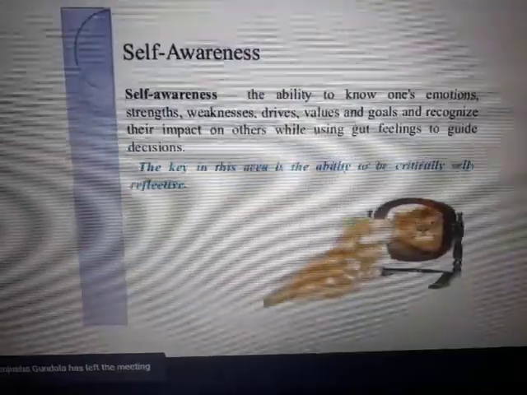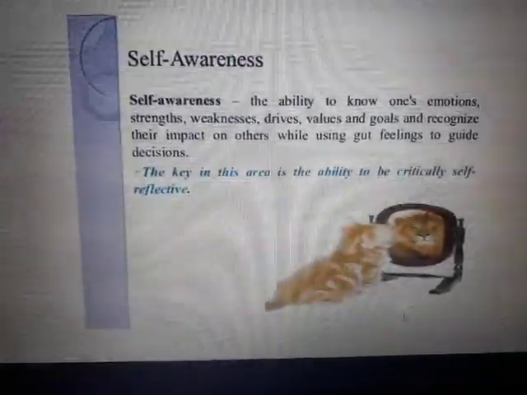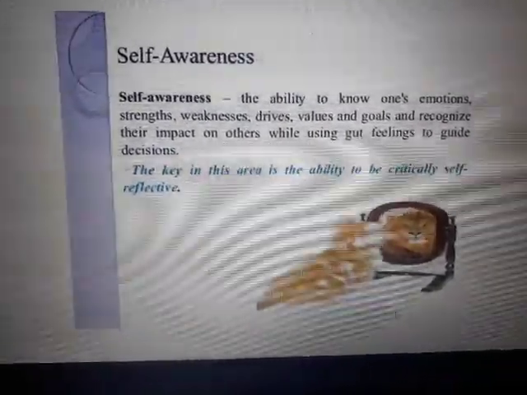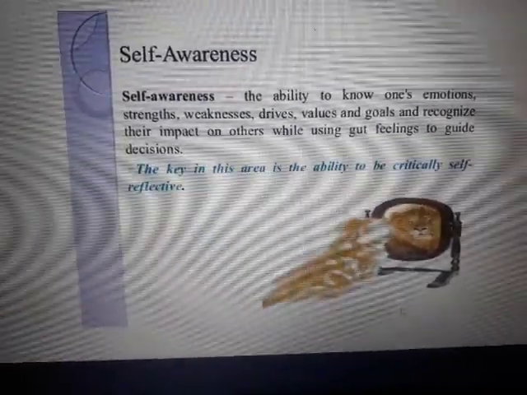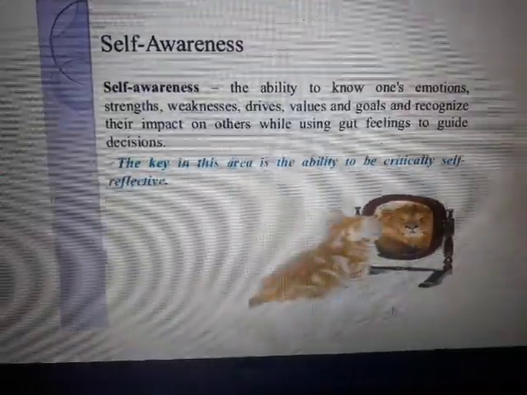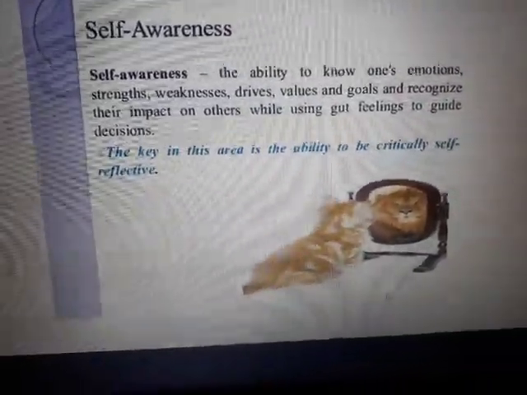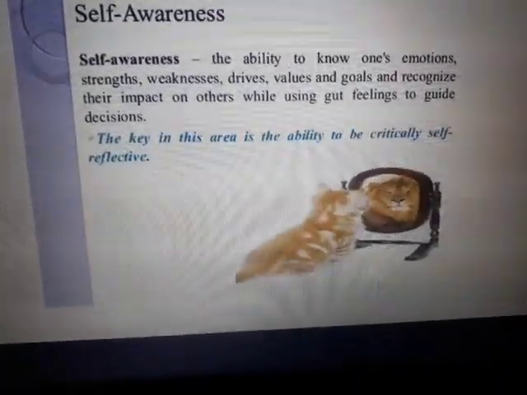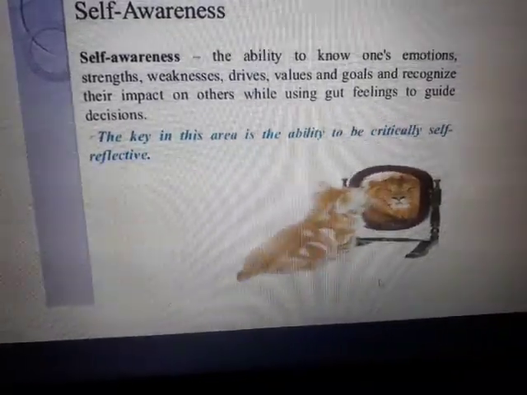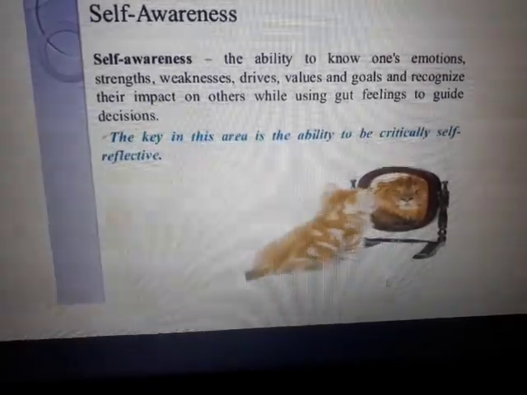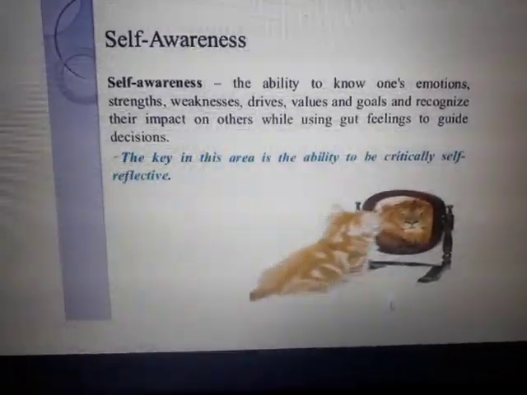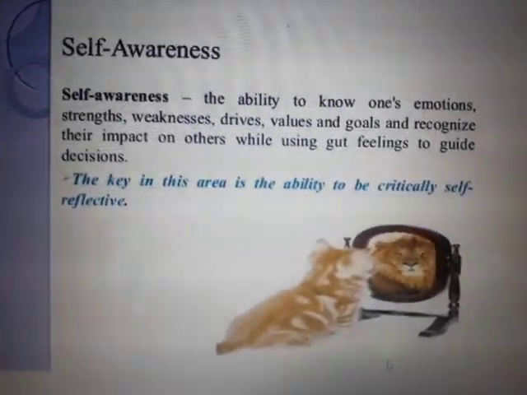First is self-awareness, which is considered to be the foundation of all the other components of emotional intelligence. Now, self-awareness means being aware of what you're feeling, being conscious of the emotions within yourself. People who are in touch with their emotions are better able to guide their own lives. Team members need to be in touch with their emotions to interact effectively and appreciate emotions in others.